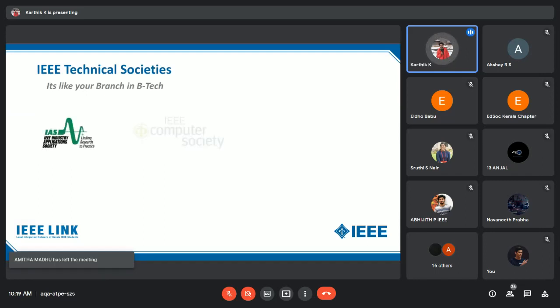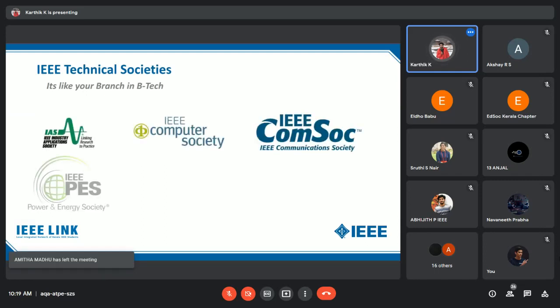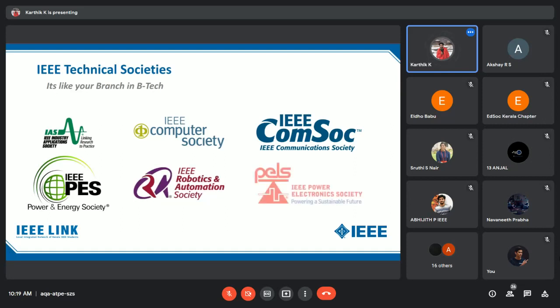We are showing some of the technical societies. We have the Industrial Application Society, Computer Society, Communications Society, Power and Energy Society, Robotics and Automation Society, Power Electronics Society, Education Society, and Computational Intelligence Society. There are so many societies which are aligned with your interest.